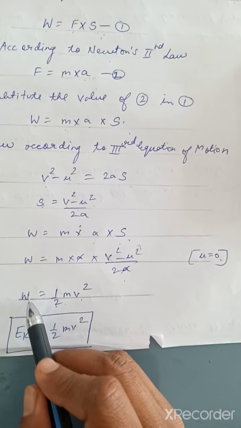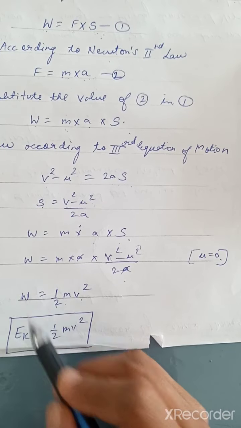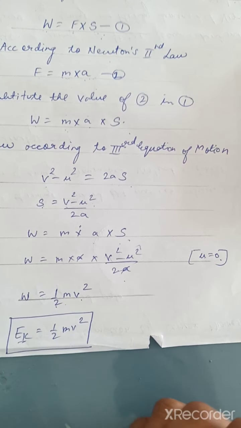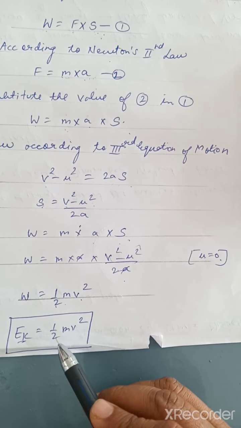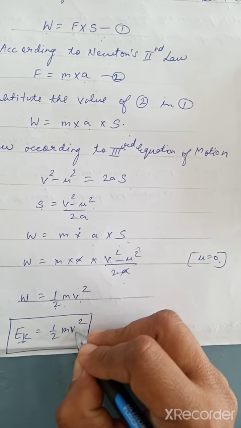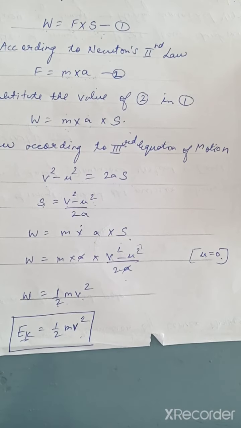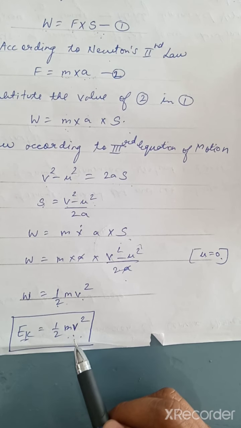So it is the work done to displace the object, and since the object is in motion, this energy can be considered as kinetic energy. So like this we are deriving the kinetic energy formula, half mv square. Whenever a numerical is asked, we will write this formula, half mv square.